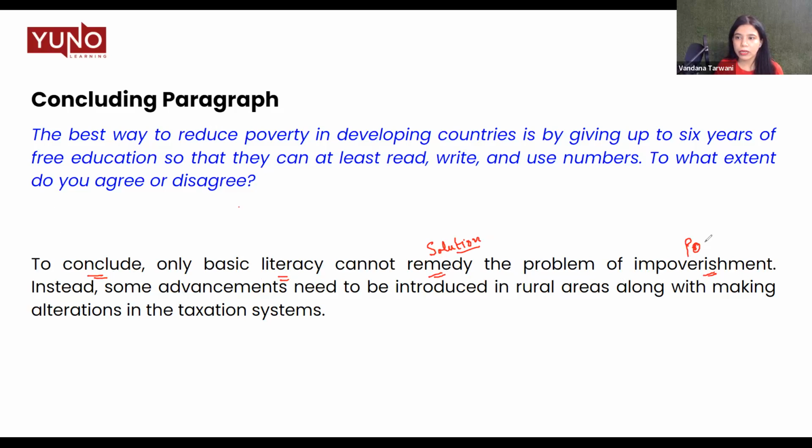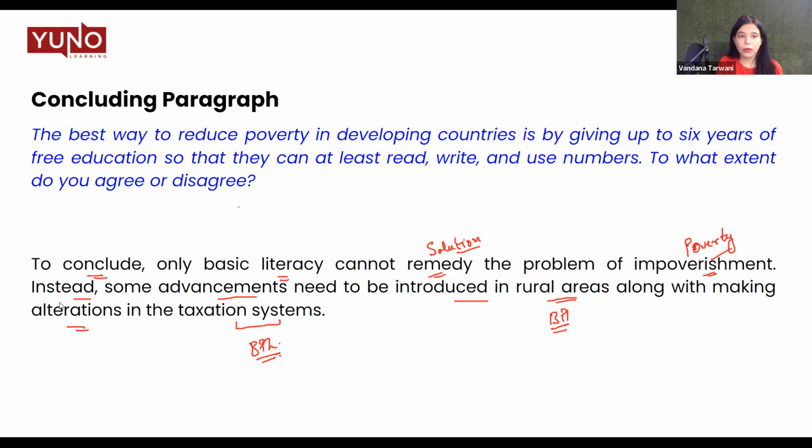Impoverishment means poverty. So what are two synonyms that we have used of poverty in this essay? One is impoverishment, another is destitution. And then we are giving our solutions. We are saying instead, some advancements need to be introduced in rural areas. Our idea from body para 1. Some advancements need to be introduced in rural areas along with making alterations in the taxation systems. Our idea from body para 2. So we are summarizing our body paragraphs here and restating our opinion.